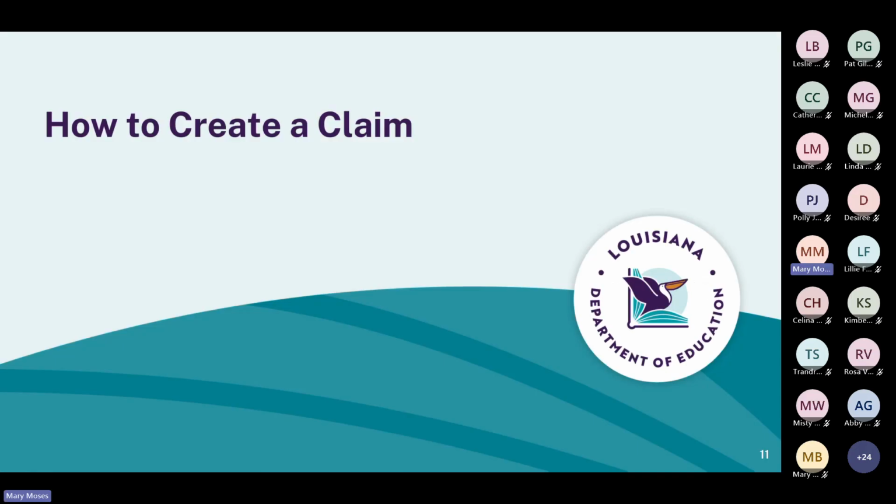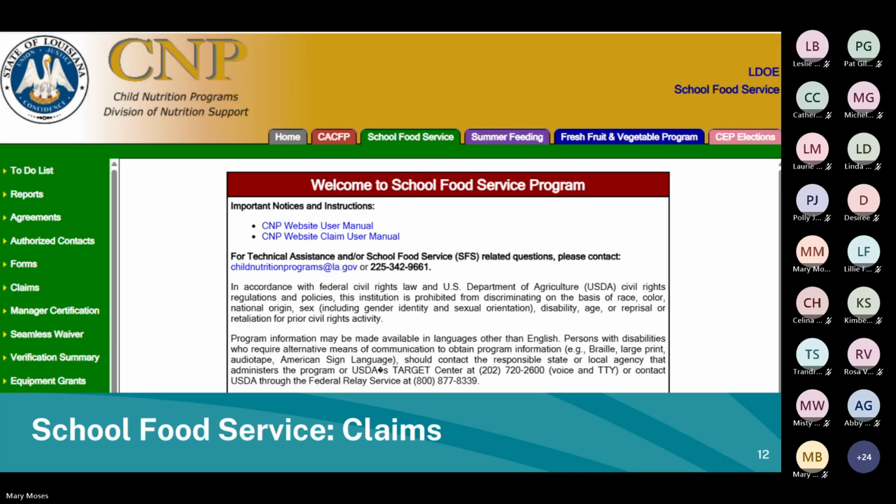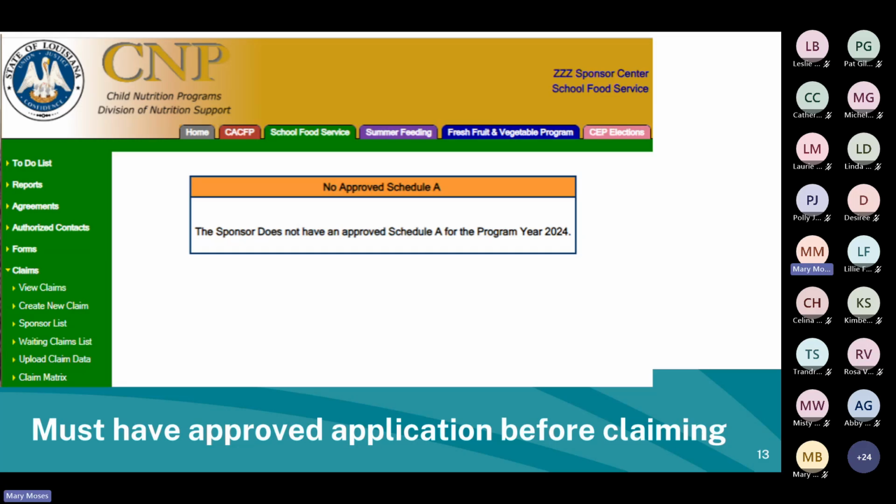How to create a claim. So first you go to the School Food Service tab and click on Claims on the left-hand side. If you have not submitted an application, then you would not be able to submit a claim, so you must complete your application and have a complete Schedule A first.